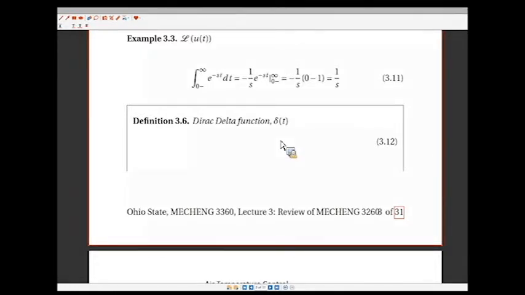Okay, Dirac delta function. The Dirac delta function is a little bit more abstract than the step function.